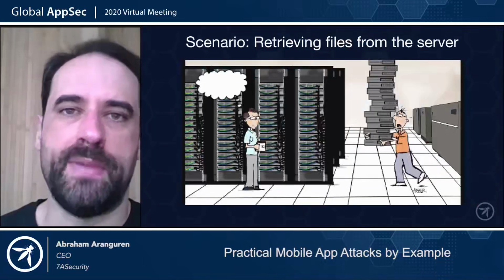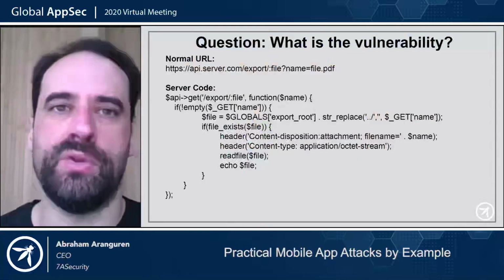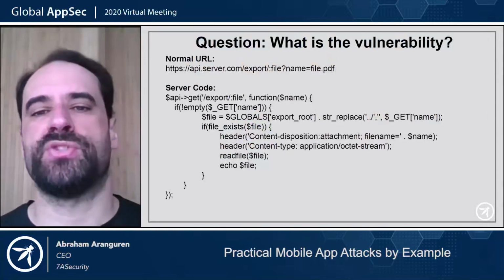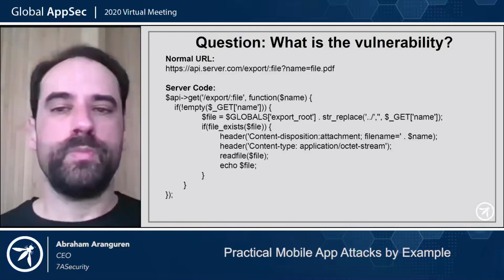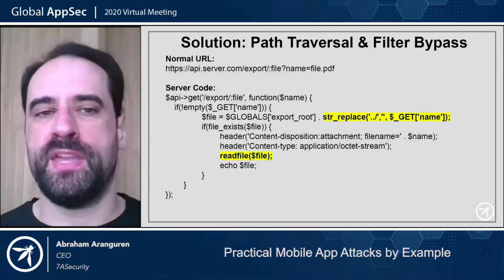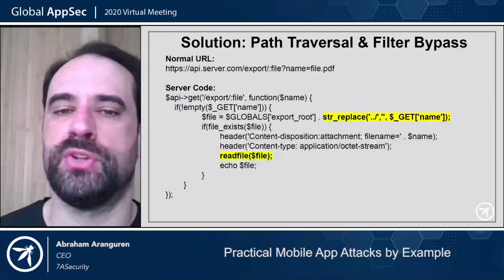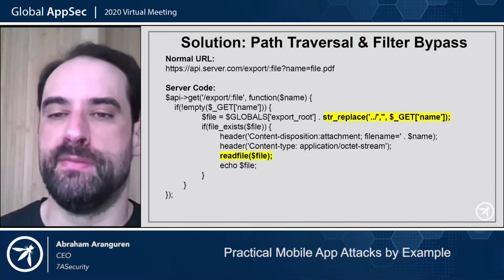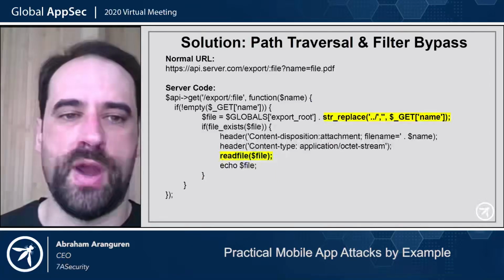So now let's look at API attacks. Retrieving files from the server, a typical use for the API. Let's take a look at this and try to figure out the vulnerability. The issue is that we have the string replace of dot slash. This looks okay in practice to many developers, but in reality, it is not, and I'll show you why now.